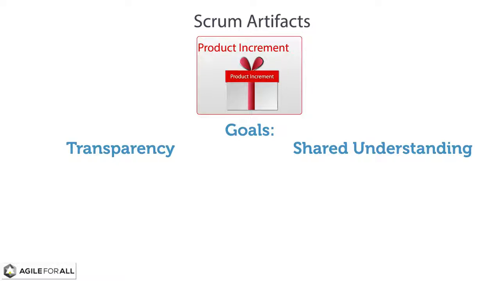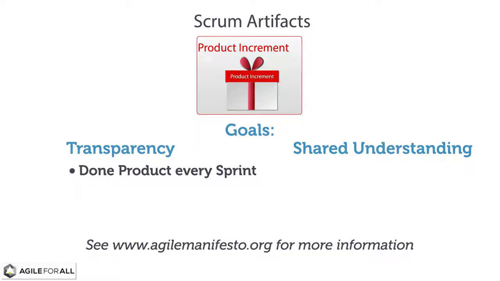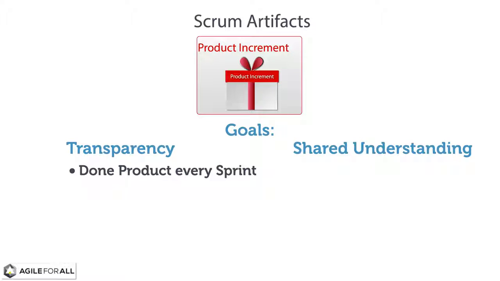The product increment is the sum of all completed product backlog items in a given sprint, plus the value of previous increments. The product increment provides an accurate, transparent picture of the state of the product at the end of each sprint. It helps Scrum teams realize the Agile principle that working software is the primary measure of progress, which can be rephrased as working product is the primary measure of progress for non-software uses of Scrum. Since the product increment meets the team's definition of done, it is usable by stakeholders, providing an opportunity for inspection of the current state of the product.